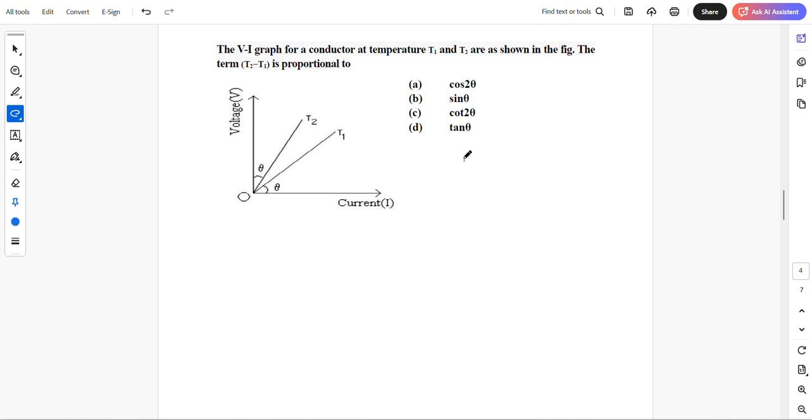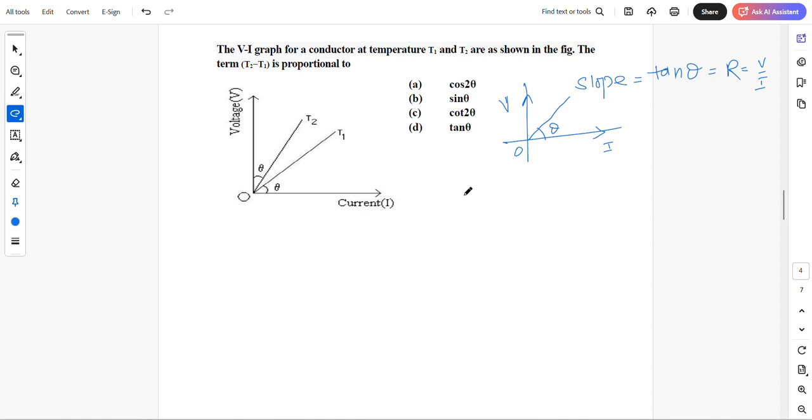Now what is slope equal to? If we have V on the y axis and I on the x axis, the slope will always pass through the origin. This is theta, right? Slope is equal to tan theta, which is equal to R. That is equal to V by I, which we already know, right?